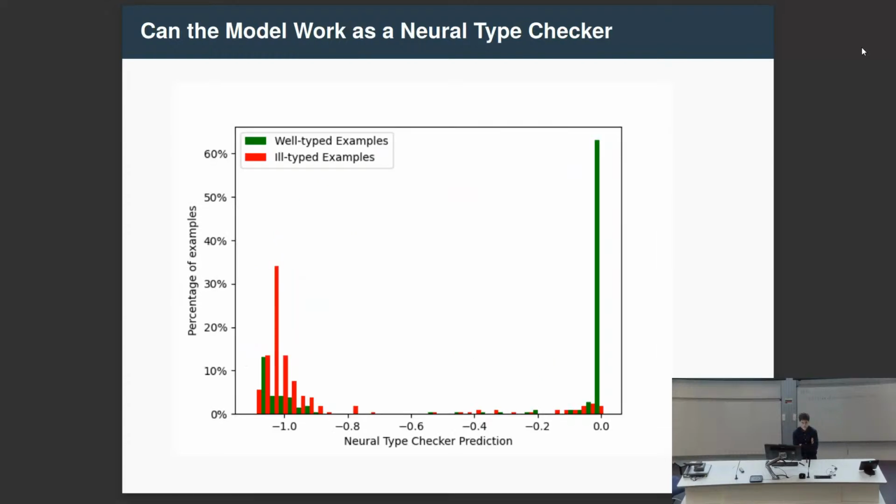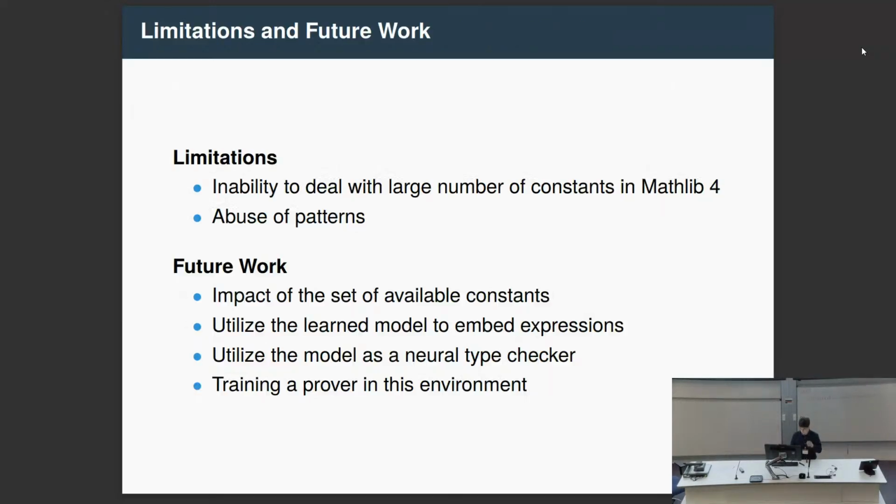Since the model also predicts whether whatever it generated is going to be well typed or not, it acts as a sort of neural type checker for these simpler expressions. Here we have the graph that demonstrates this. The ill-typed examples were examples generated by the model which were corrupted by us manually. The model generally learns to differentiate between the correct examples, which are old examples from MATLib, and the negative examples that were corrupted manually by us.